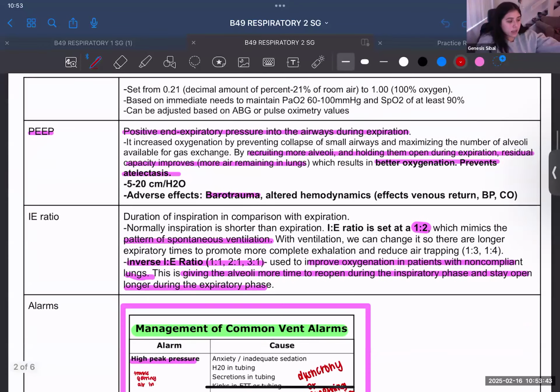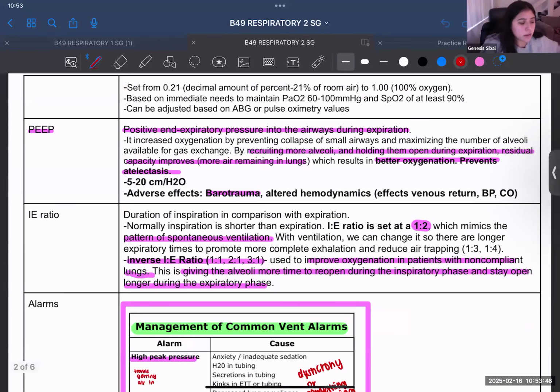Okay, and then the last thing is PEEP. We'll talk about it in a second too, with CPAP. PEEP is positive end expiratory pressure into the airways during expiration. So basically what it does is it keeps the alveoli open the entire time. So if it keeps them open even during expiration, the good thing is that it allows more air to remain in the lungs, right? So there's better gas exchange, there's more oxygenation as a whole. I feel like that just makes sense because you're keeping it open the entire time.